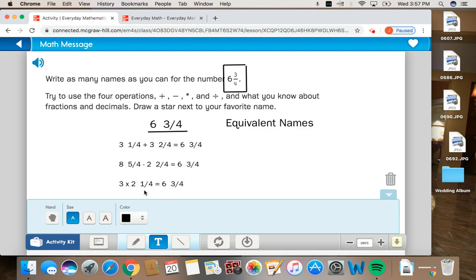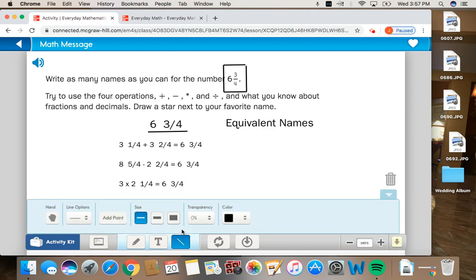So these are the three that I came up with. There are plenty more. You may have gotten some of the same ones, or you could have gotten some different ones, because there are many names for numbers. So just keep in mind that what we did was find equivalent names for numbers. That's what all of these are. Those are all equivalent names for 6 3/4.